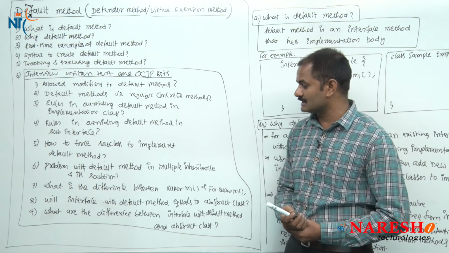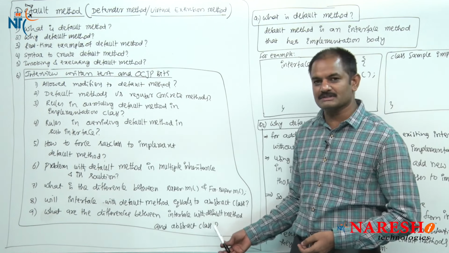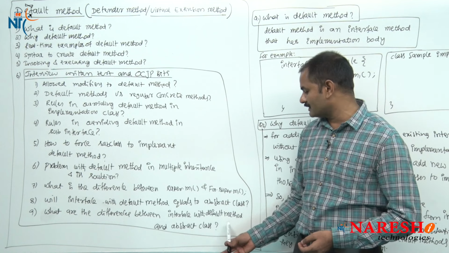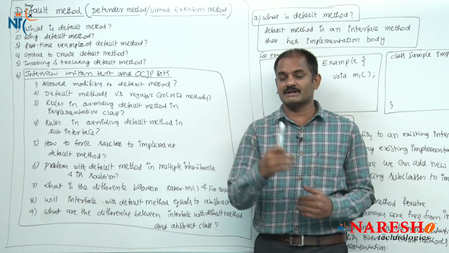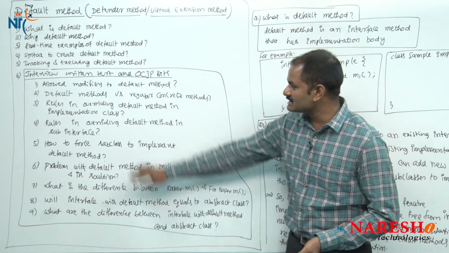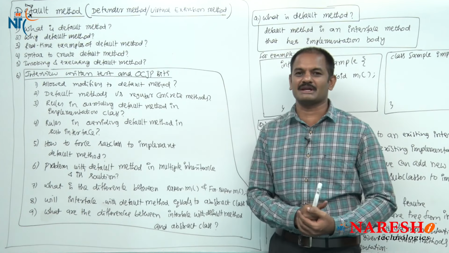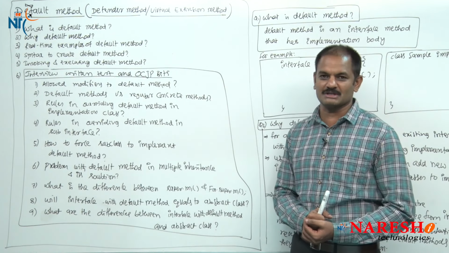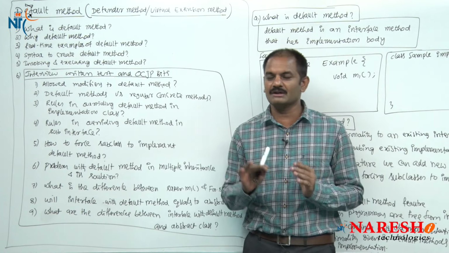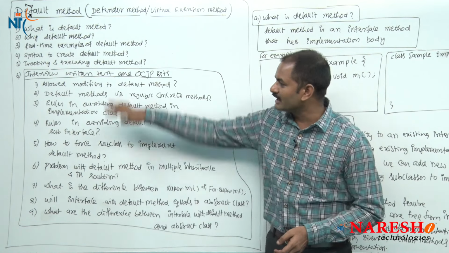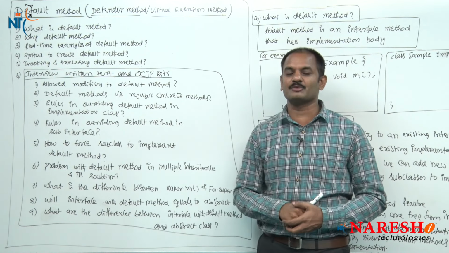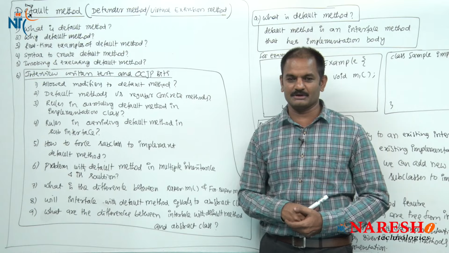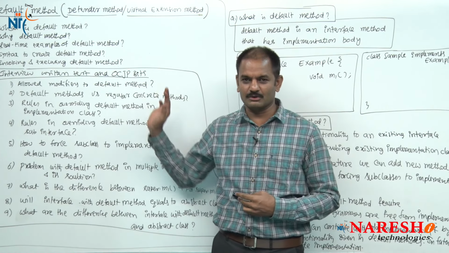There are several differences. What are the differences between an interface with default method and an abstract class? We are trying to find out the complete list. These are the different interview questions you can expect in your written test exam and OCJP exam. This is the basic idea of what we are learning in default method. Around 5 plus 9, around 14 points we are going to learn in this topic. I hope you got an idea of what we are going to discuss.